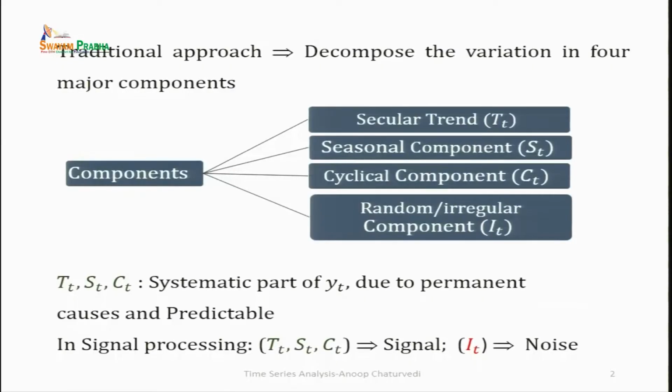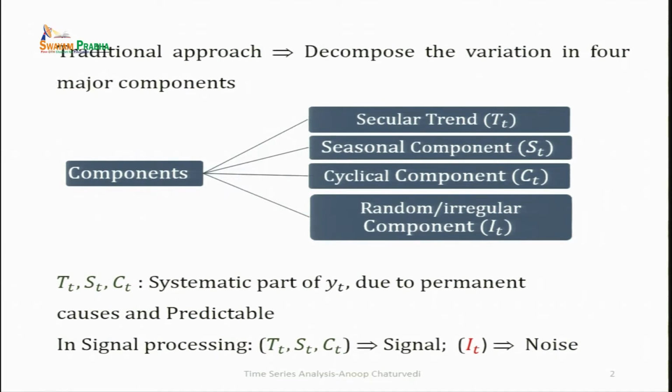Traditionally, before the emergence of the Box-Jenkins approach, the popular approach for analyzing a time series was to decompose the time series into its various components, and those components are decided on the basis of how the time series is behaving in a long run or in a short period. Various components of the time series are secular trend, seasonal component, cyclical component, random component or irregular component.